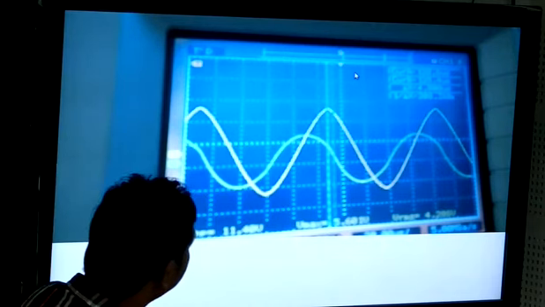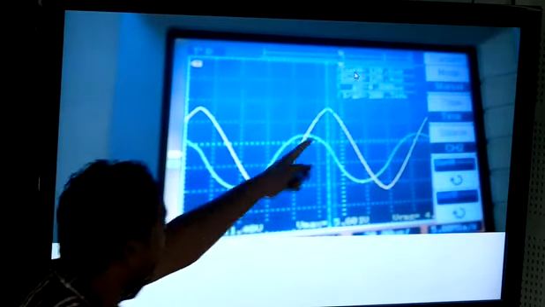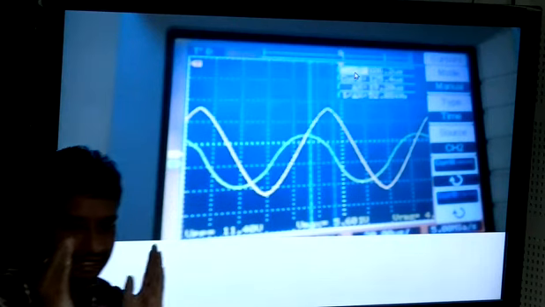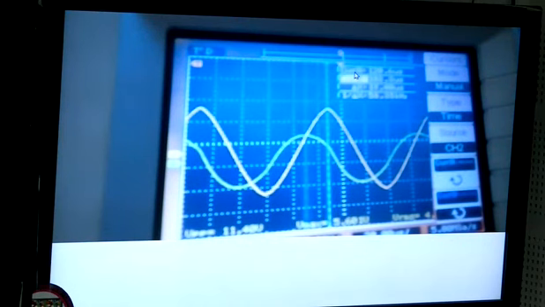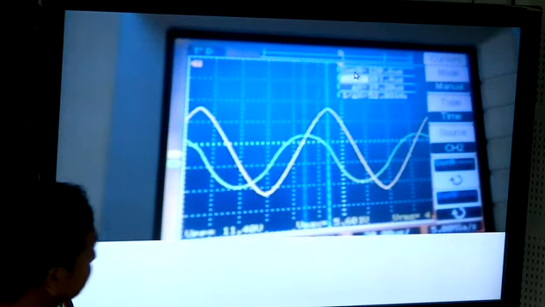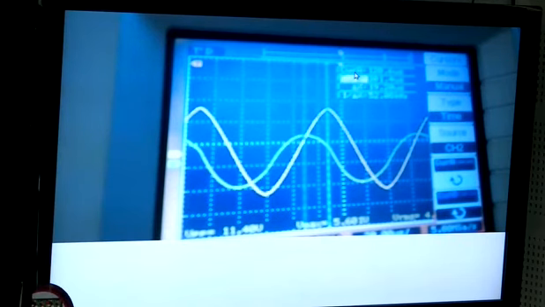And what about the phase difference? So here what we have to measure is from the peak of this to the peak of this, how much is the time difference, which we are expecting to come somewhere around 20 microseconds. Yeah, so almost 20 microseconds.